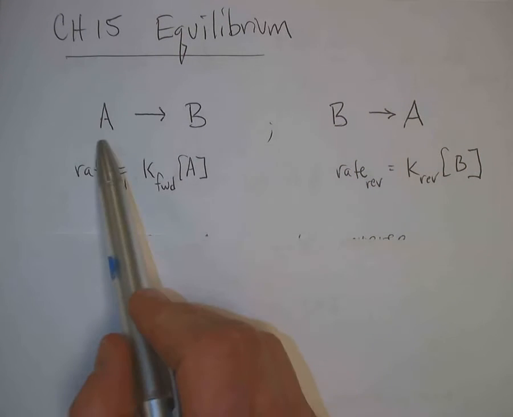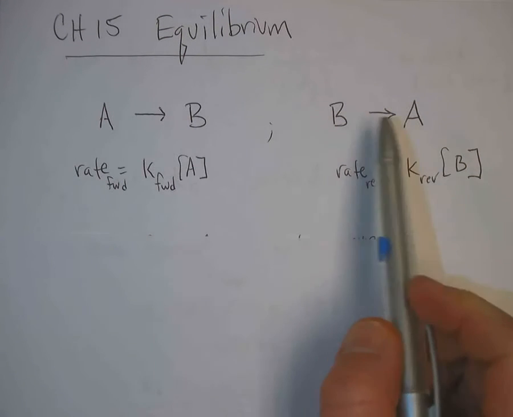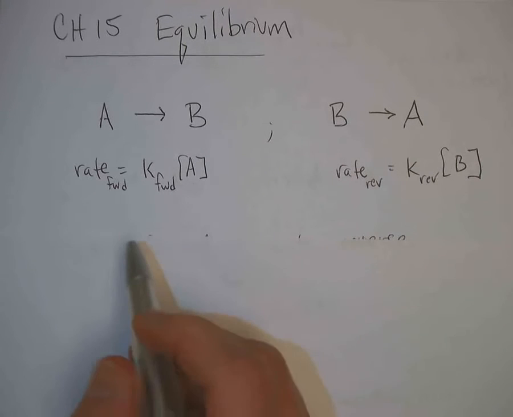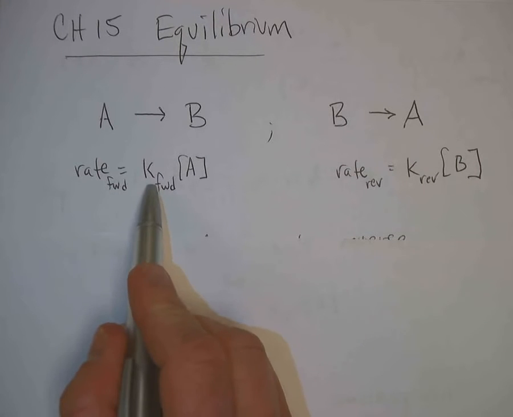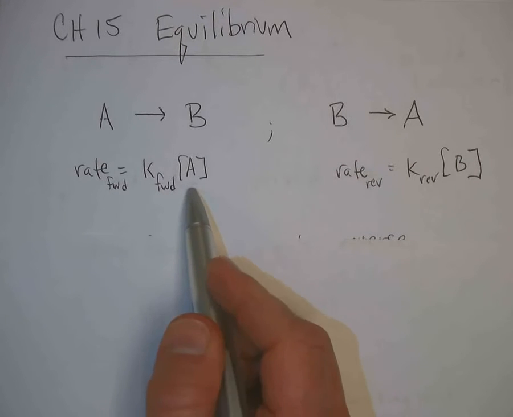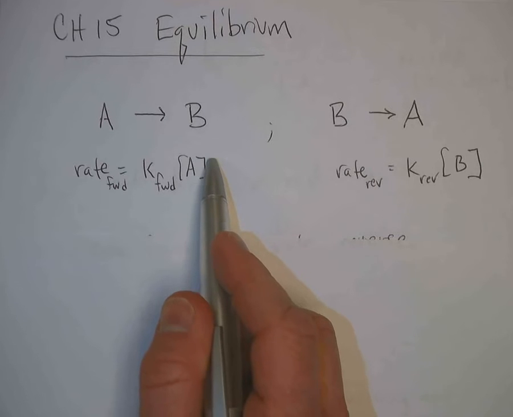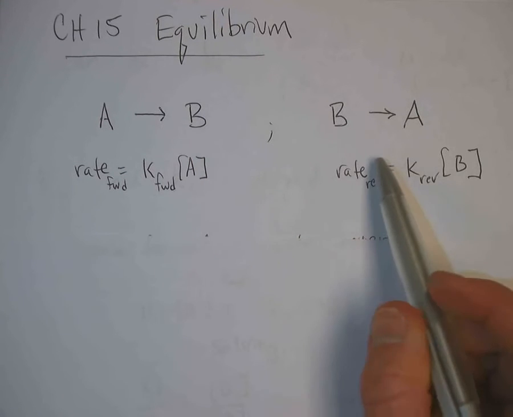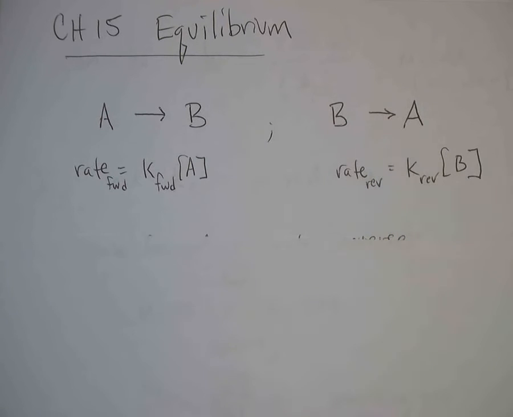Here's the reaction. A goes to B. Here's the reverse of the reaction. B goes to A. We can write the rate expression for this. Rate in the forward direction is equal to some constant K times the concentration of A to the first power. We'll say this is a single elementary step. Here is the rate expression for the reverse of the reaction: K reverse times the concentration of B to the first power. We'll say it also is a single elementary step.